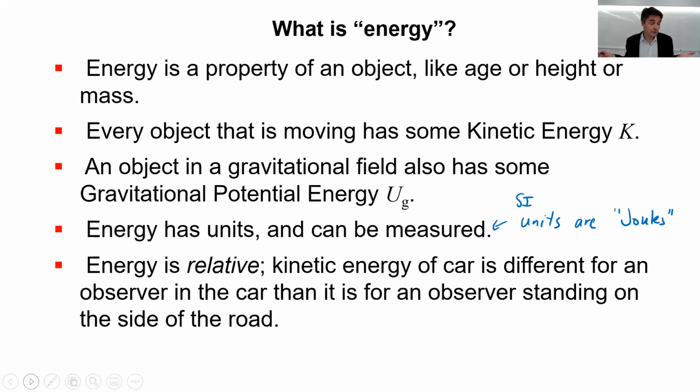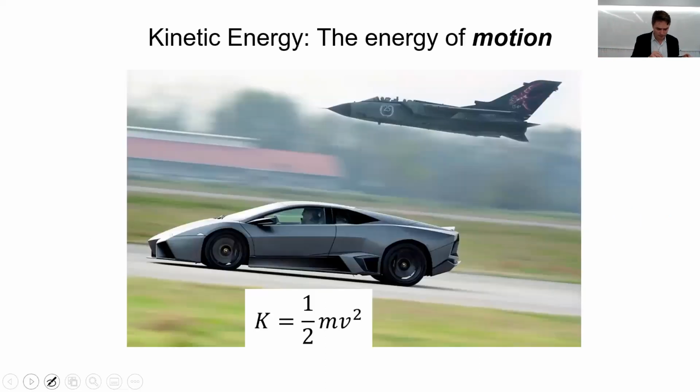Energy is relative. For example, the kinetic energy of a car driving by on the highway is different if you're sitting on the side of the road watching the car go by than it is for someone who's actually sitting in the car. Because if you're sitting in that car, the car is at rest relative to you. So kinetic energy is relative to the observer.